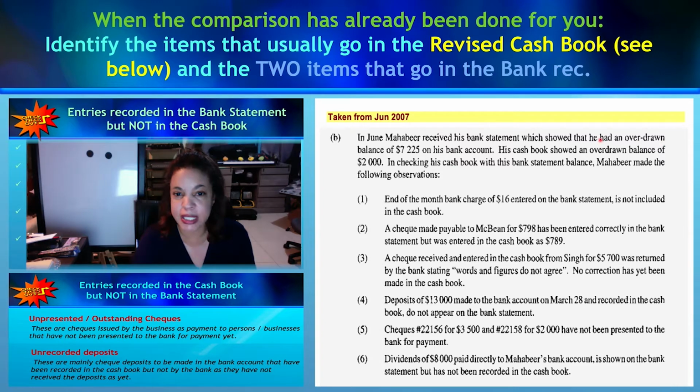For example, they state that the overdrawn balance in your bank account for your bank statement is $7,225. But the balance that you need to start your revised cash book or updated cash book would be your overdrawn balance of $2,000. So you see, here is the information there. So once again, we are going to go into a different way of presenting that information, but it is the same process.